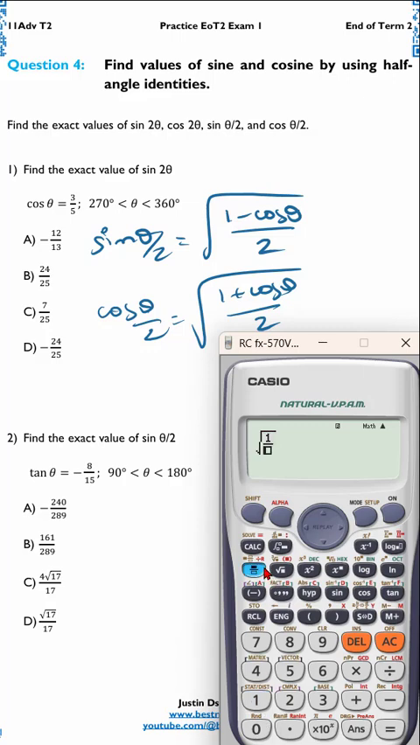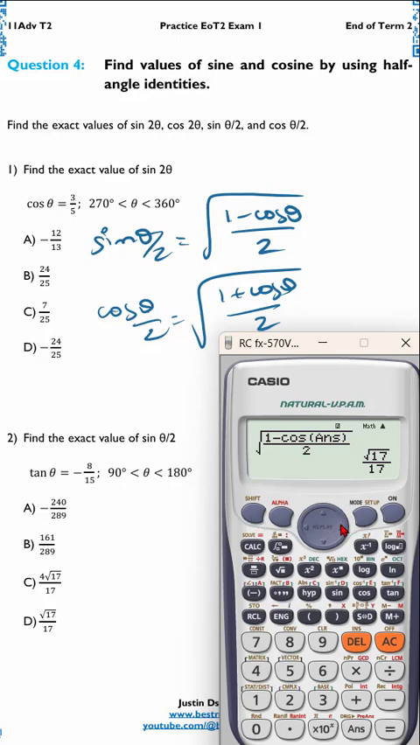It is the fraction 1 minus cosine answer, and that is divided by 2. Or you can find cosine theta first, write it down, and then find the final answer. But I'm just doing it directly. And the answer is option D. Why? Because it is square root 17 by 17.